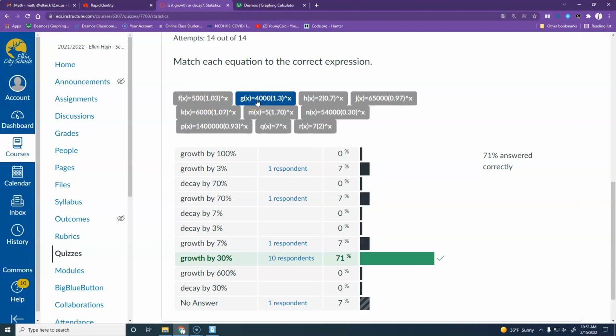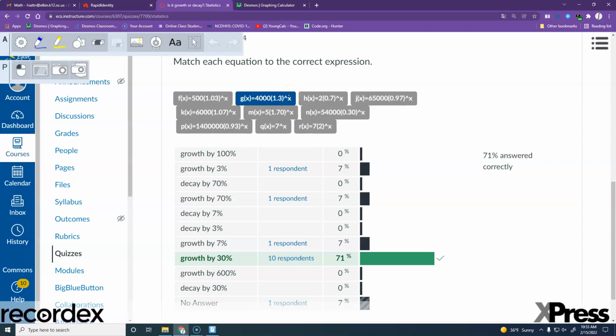G of x we did a little worse on. It is good that everybody except for the person who did not answer put growth. So this is growth, it's bigger than 1. So whenever you do this, 1.3, you're going to subtract the 1, which is going to give you 0.3. You have to move that decimal 2 places every time, so you have to fill in with a 0 there. You're going to get 30% for that one.